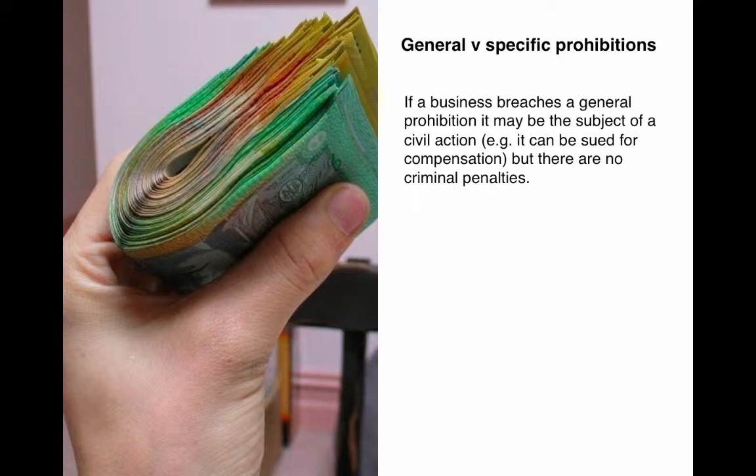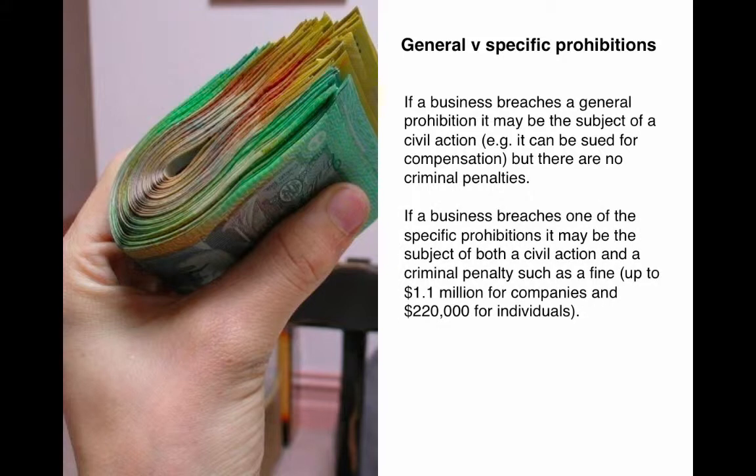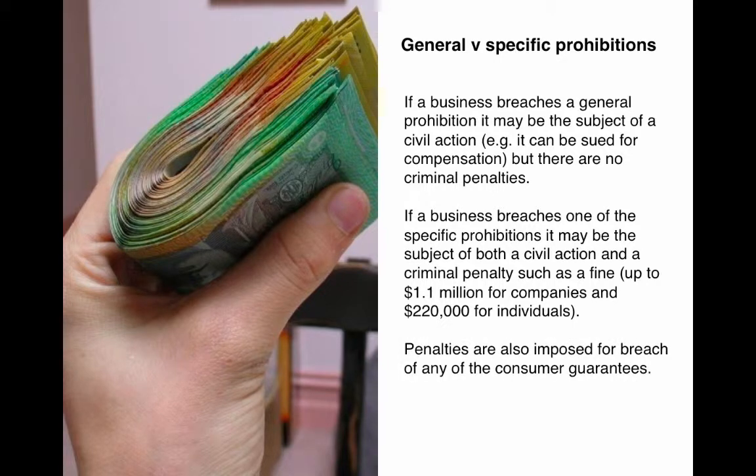In other words, it can be sued by a consumer for compensation, but there are no criminal penalties. However, if a business breaches one of the specific prohibitions, such as the prohibition of pyramid selling or bait advertising or inertia selling, it may be the subject of both a civil action, being sued by the consumer, and a criminal penalty such as a fine. This fine will be up to $220,000 if the business is an individual, and up to $1.1 million per breach if the business is a company. There are also penalties imposed for breach of any of the consumer guarantees.